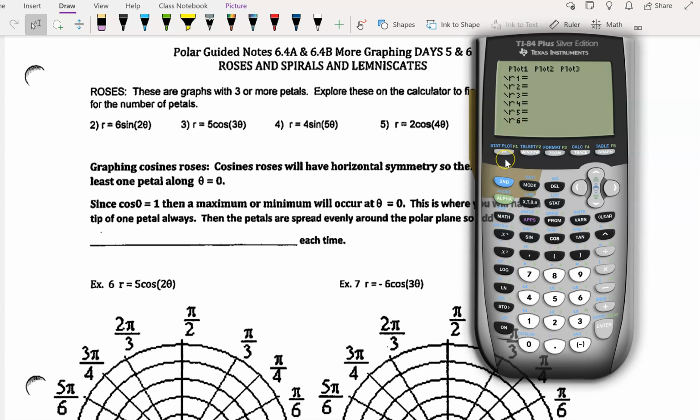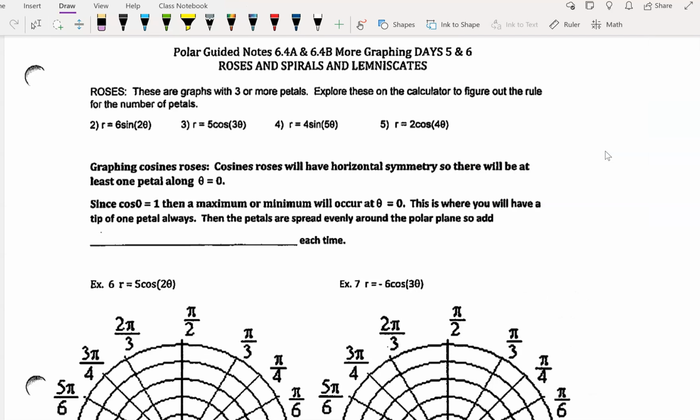When we do this in the calculator, we need to make sure we're in polar and not rectangular. You can do that by going to mode. Once you've done that, we just type 6 sine 2, and then the X button is now your theta button if you're in polar. And then we graph, and we get to see this pretty rose that has 4 petals. So that one had 4.